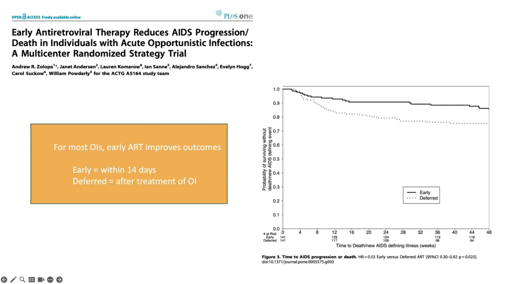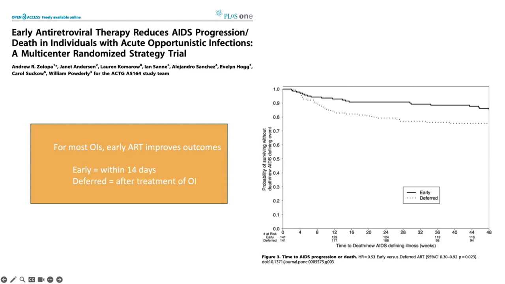There are some papers, obviously older, about when you start ART, and for most opportunistic infections, and we'll get into the exceptions you mentioned, early ART improves outcomes generally, and early was always within 14 days. So they give you a little bit of time to figure out what your acute diagnosis is, whether it's one of those opportunistic infections where you maybe don't want to start ART immediately. And deferred in this trial was just any time after completing the treatment of the opportunistic infection.